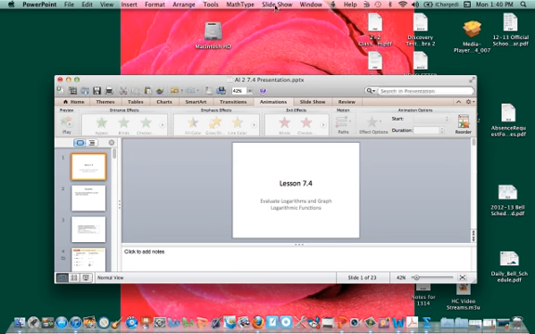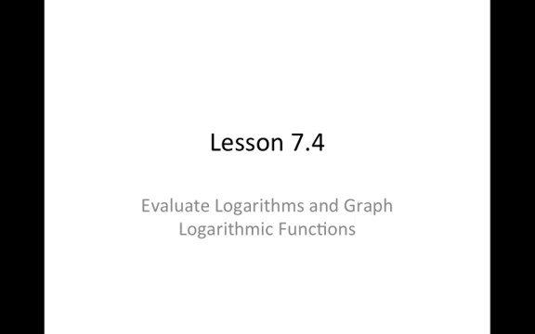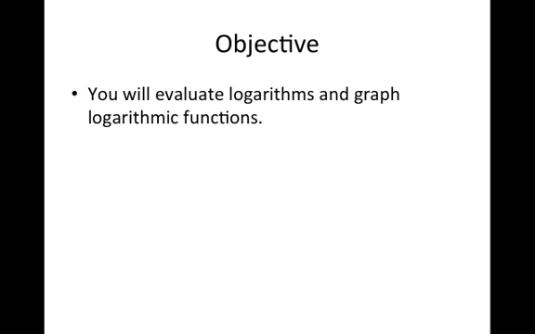Welcome to your lesson 7.4. Today we're going to evaluate logarithms and graph logarithmic functions. We will need to do this lesson over two videos. So we'll do the first 4 examples and then we'll stop when we get to inverse functions and we'll move on to video 2 at that point. Okay, so your objective today is to learn how to evaluate logarithms and to graph logarithmic functions.